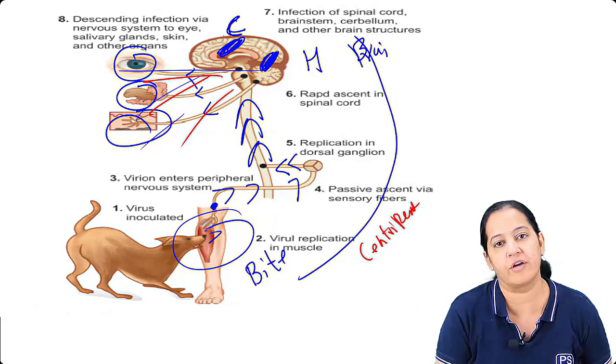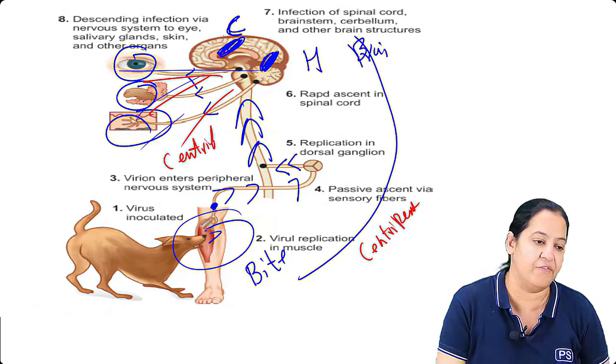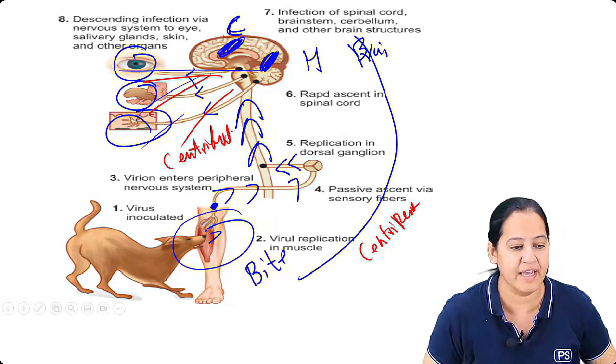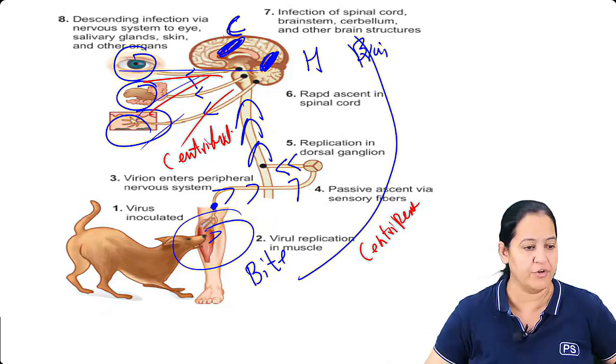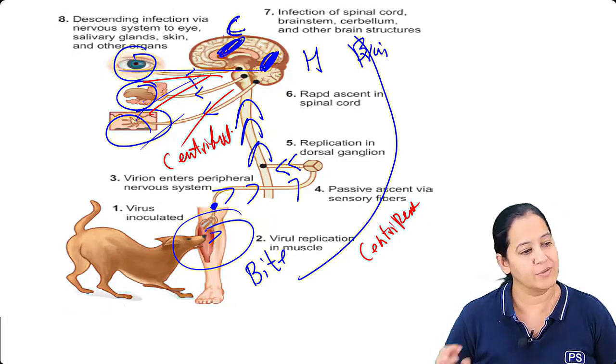How many of you got it? First it is centripetal, then centrifugal. How many of you got it? Saeed, Suji, Lalit, did you get it or not? Please keep responding. So this is the pathogenesis.